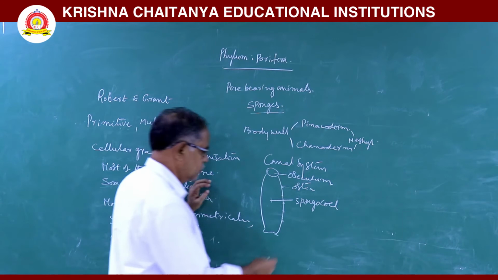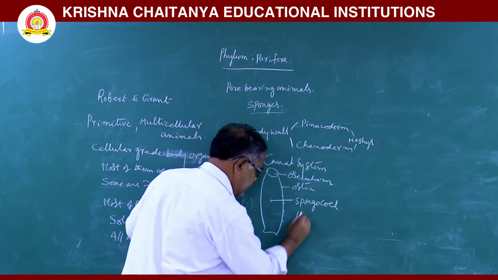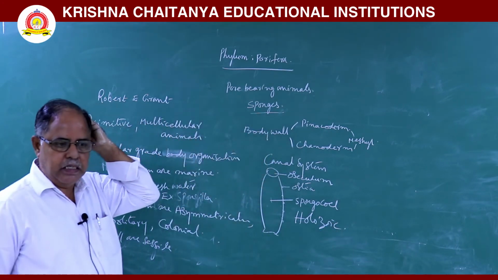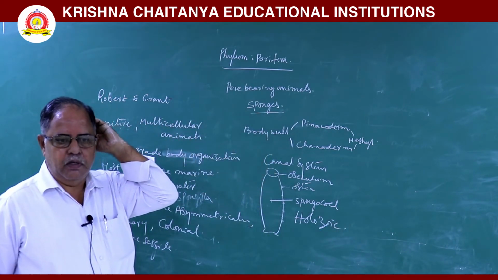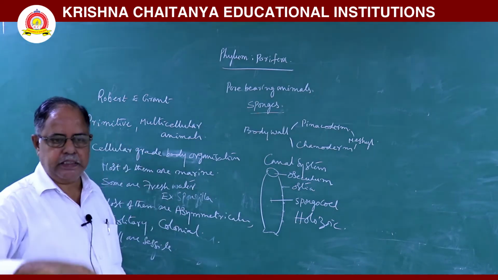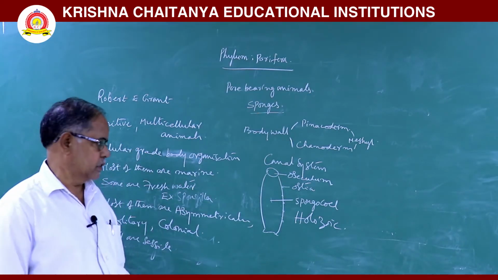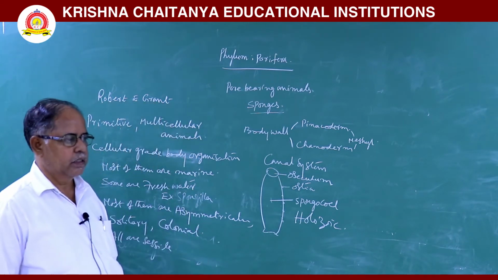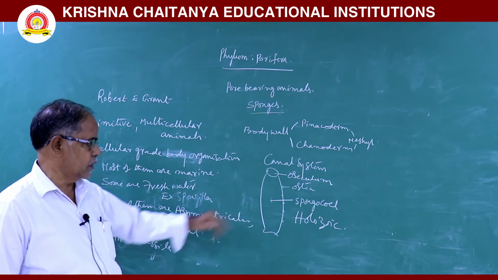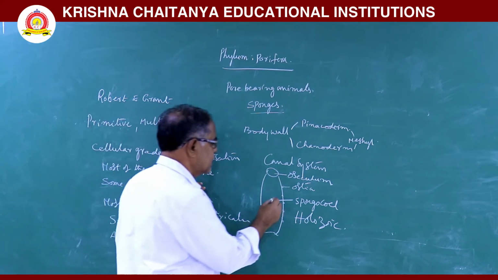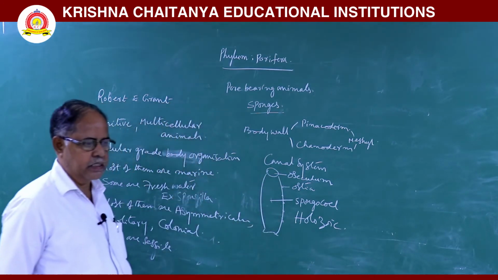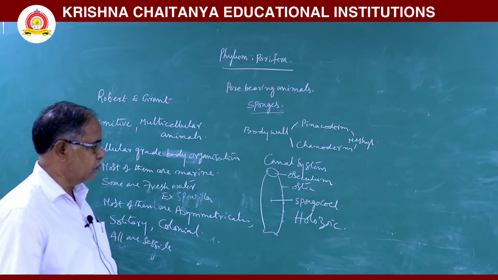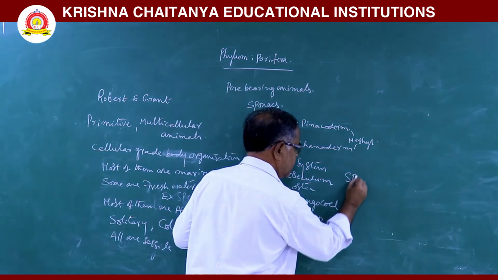In this animal, holozoic nutrition occurs. Holozoic means taking solid food material and digesting it inside the cells. So holozoic nutrition occurs here. Next, in this animal, a skeletal system is there. This skeletal system is formed by spicules.